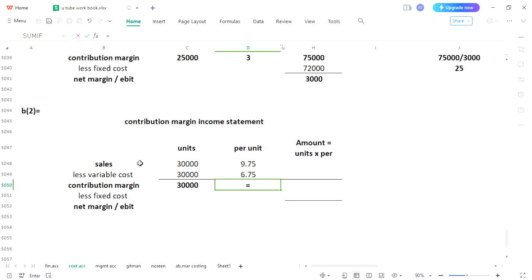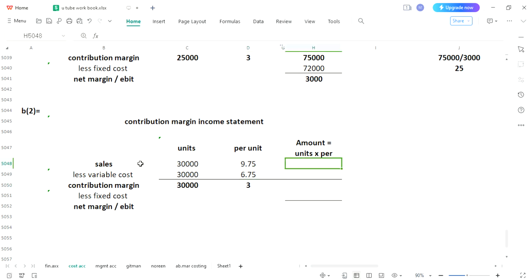Now we can calculate contribution margin per unit, which is actually the difference between variable cost and sales. To calculate the difference, we will put 9.75 as sale. The difference would be calculated by subtracting, so minus 6.75, which is variable cost. So the difference between variable cost and sales is contribution margin, and we have calculated it. It is per unit CM.